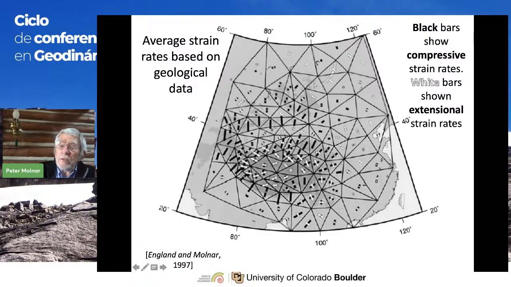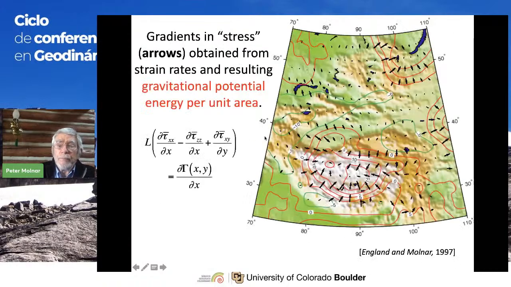From geologic data, we can make estimates of strain rates in these elements that are drawn in here. And this is the Tarim Basin. Strain rates are very small. This behaves as a rigid object. Well, we can take those strain rates, convert them into stresses with some factor that we don't know, and we can integrate them and get an estimate of the gravitational potential energy.